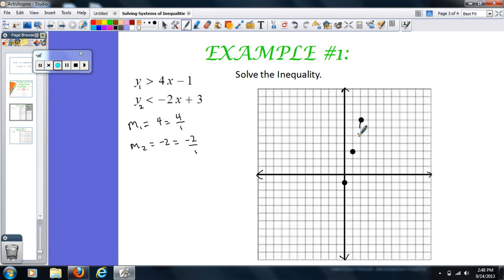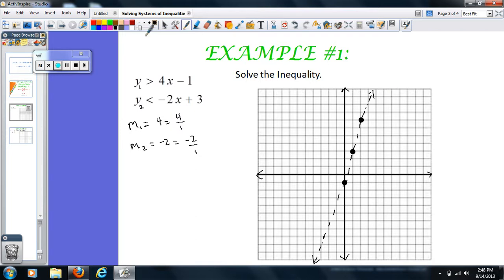I highly suggest using a ruler, because it will look a lot better. I don't have a ruler to use, so there's not much I can do with that. You probably hear a little bit of background music. My wife's phone is actually going off right now.